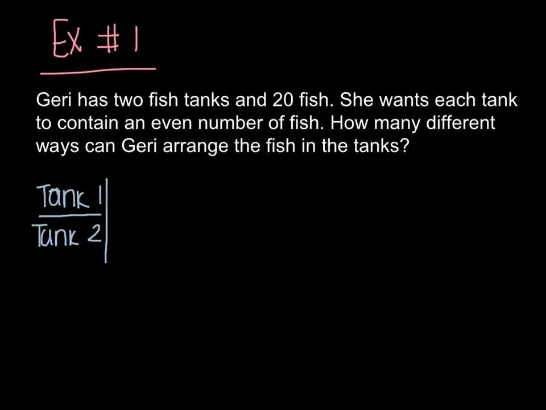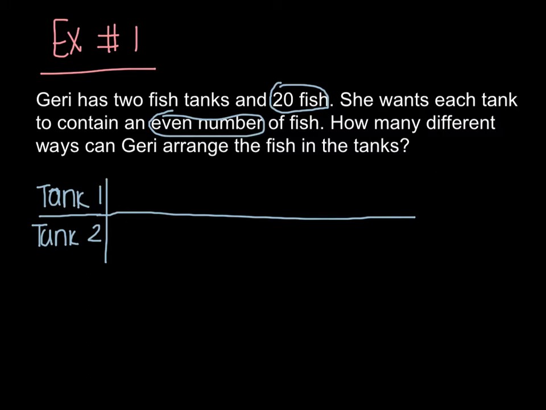Example number 1. Jerry has 2 fish tanks and 20 fish. She wants each tank to contain an even number of fish. How many different ways can Jerry arrange the fish in the tanks? So we know she has 20 fish altogether, and she wants all the tanks to have an even number. So let's start brainstorming some of the different ways that she can arrange these fish.